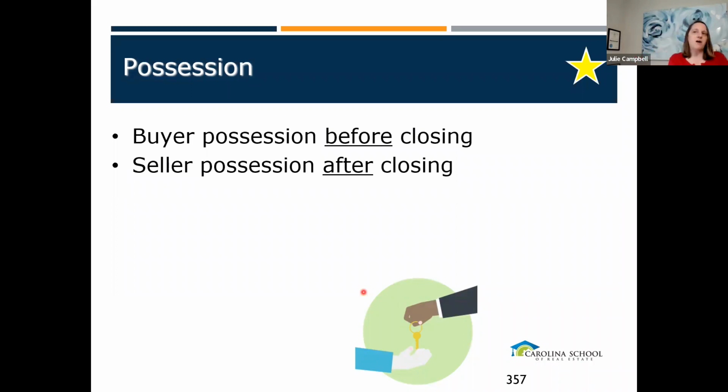And I got to tell you guys, because my buyers were coming from Raleigh, when the sellers moved out, I met the listing agent and got the key for them.